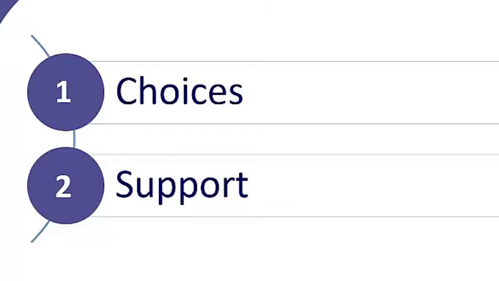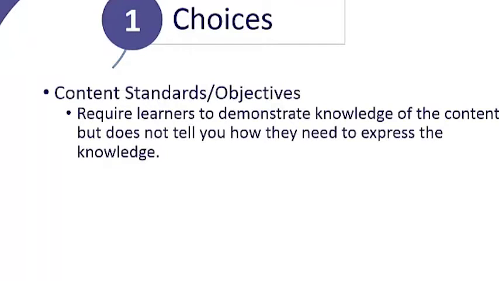There are two general strategies for addressing the strategic network. First, provide choices for how learners express mastery. In other words, allow learners to demonstrate what they know in different ways. The second strategy is providing support to scaffold learners as they express mastery. The first strategy is to provide choices.